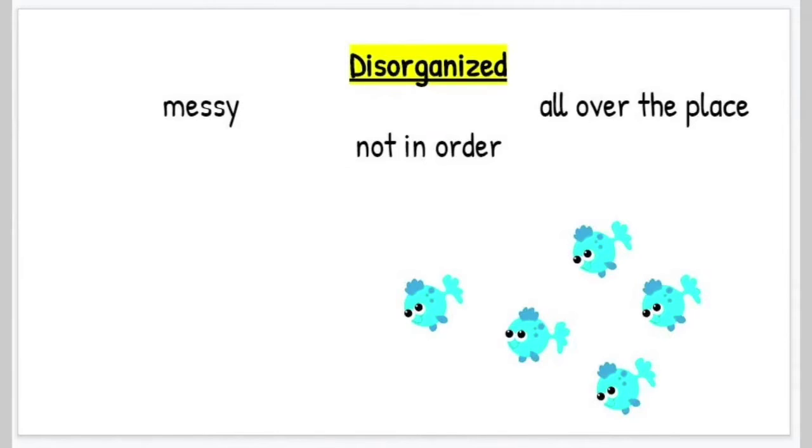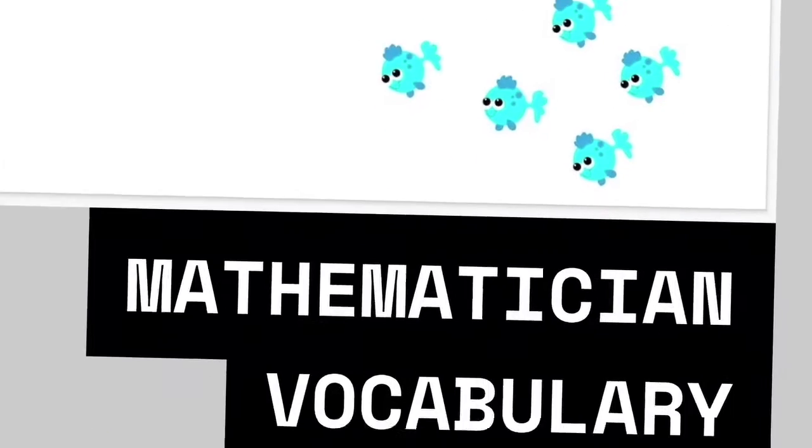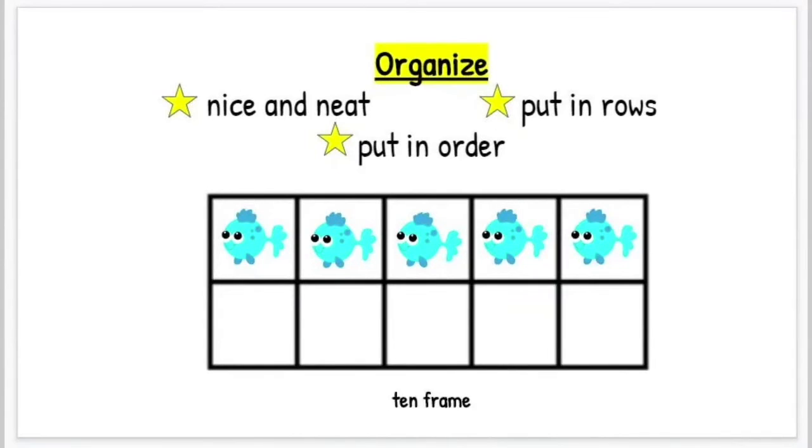Disorganized is the opposite of organized. Disorganized means that something may be messy, all over the place, not in order. Okay, so these cute little fish right here, they're good little fish. There's nothing wrong with how they're swimming around, but a good mathematician needs to be organized. So let's put these little fish in an organized order. So here's an example of how these little fish could be organized using our math tool, the 10 frame.